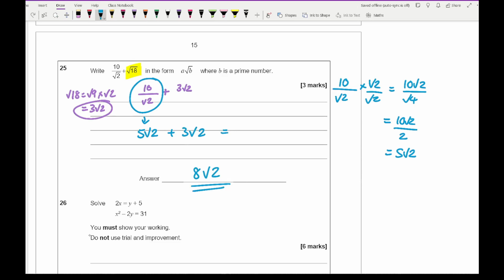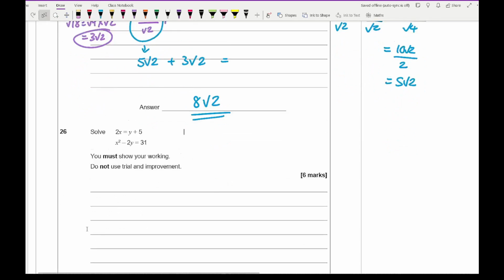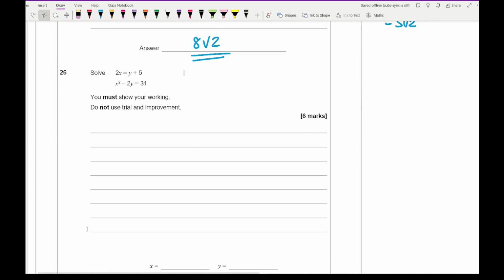Now you could have done it different ways. Your way might be a little bit longer, it may even be shorter, but ultimately you should have the correct answer of 8 root 2. Moving on to question 26.